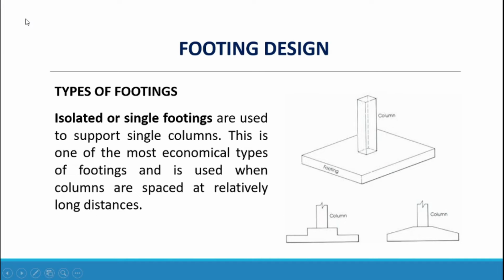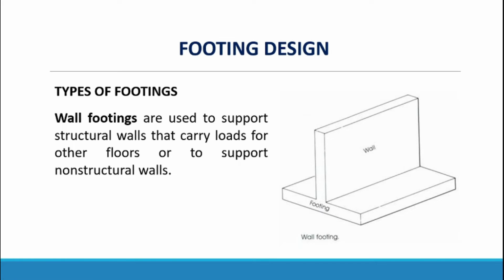And for the types of footings, first, isolated or single footings. These are common in building construction and are used to support single columns. This is one of the most economical types of footings and is used when the columns are spaced at relatively long distances.